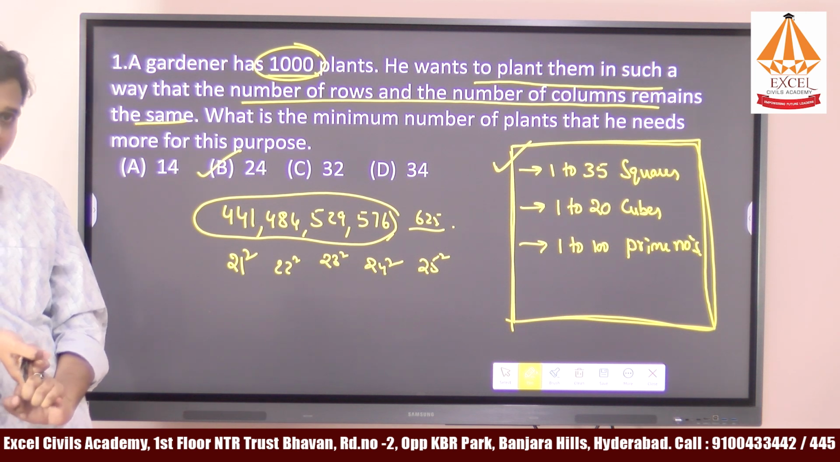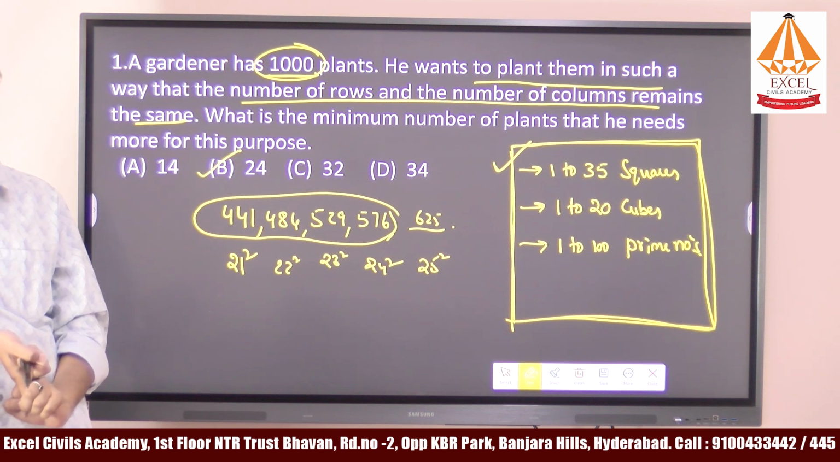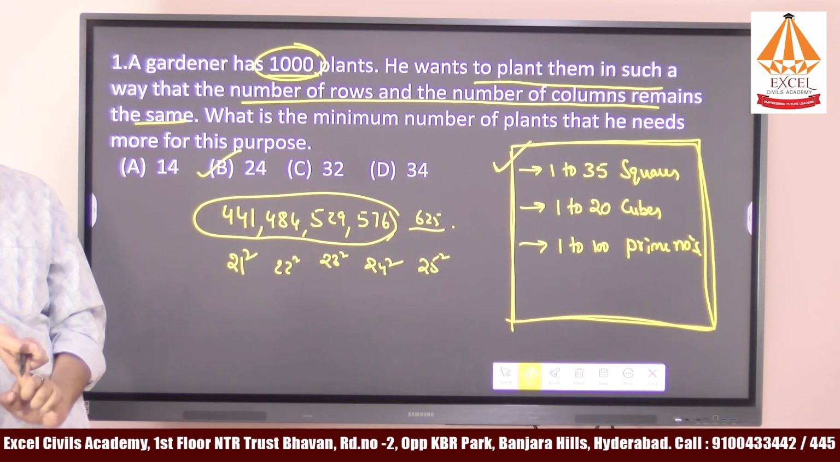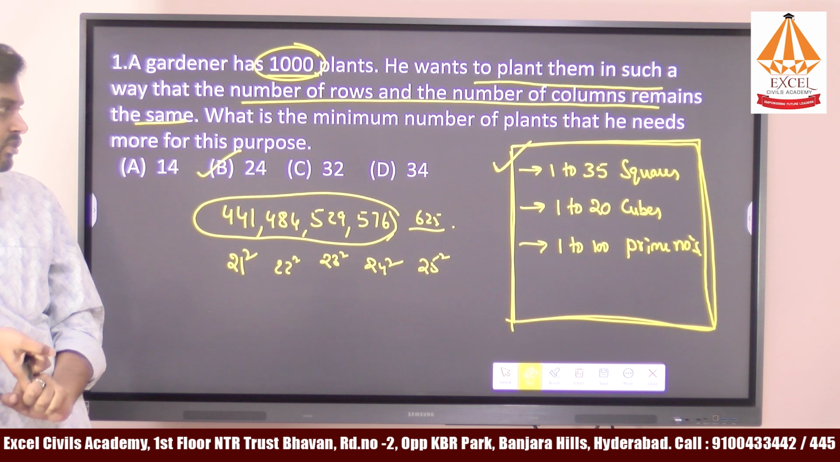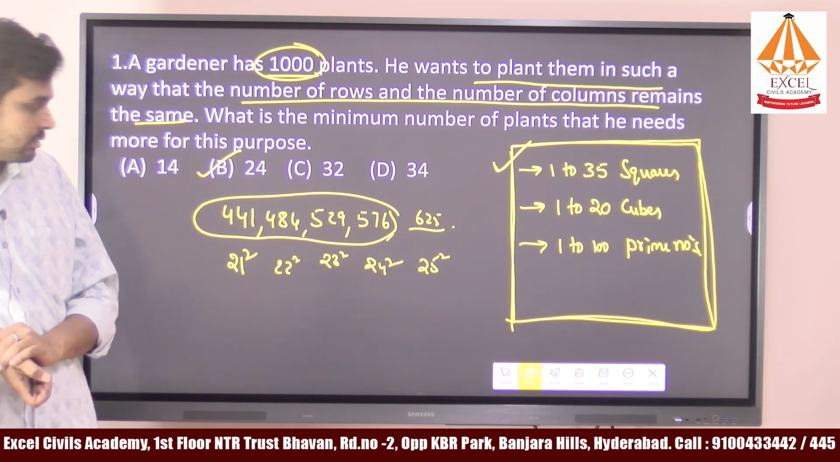So please note down the prime numbers also: 1 to 35 squares, 1 to 20 cubes, and 1 to 100 prime numbers. For most of the problems, these three are very, very useful. And of course, for the logical reasoning part, anyway we had to know that, because the series are related to squares or cubes or prime numbers. Okay, got it?